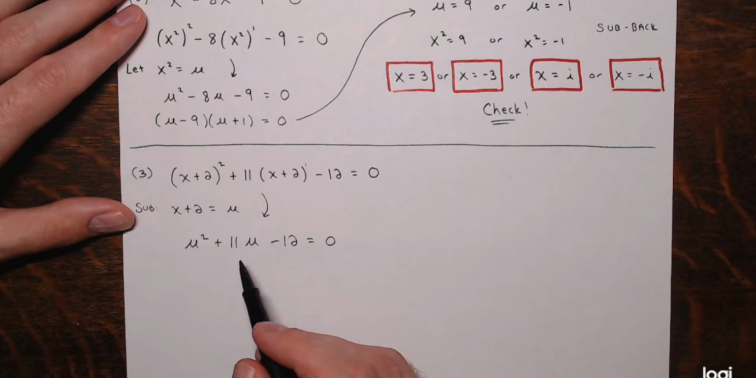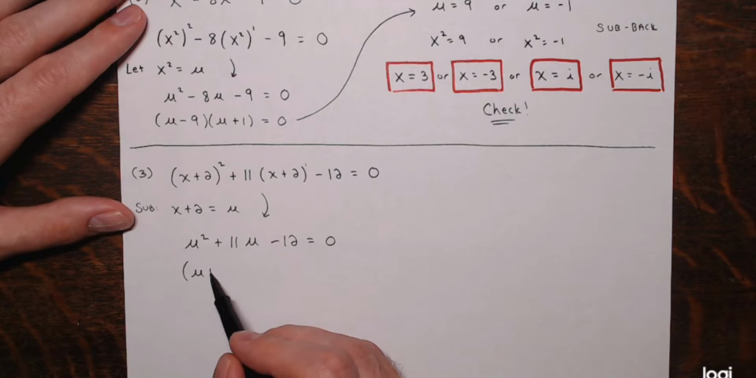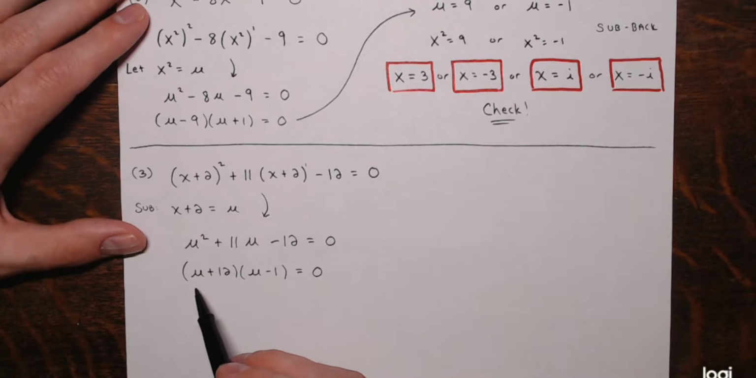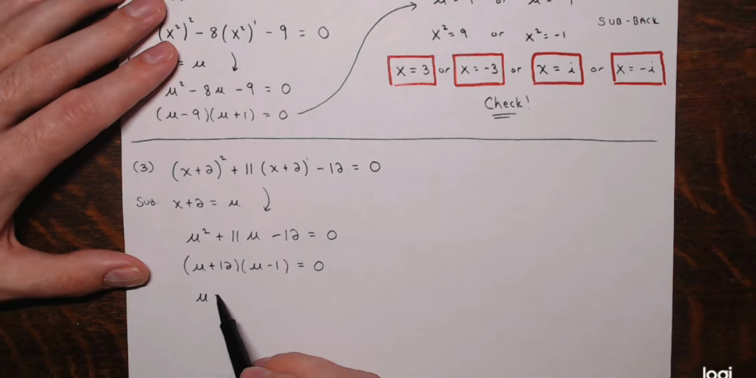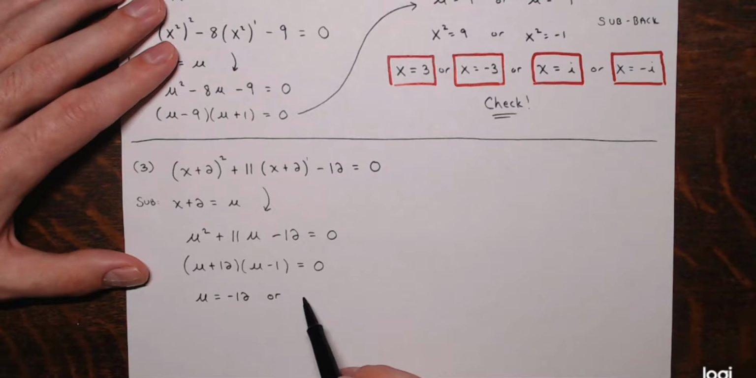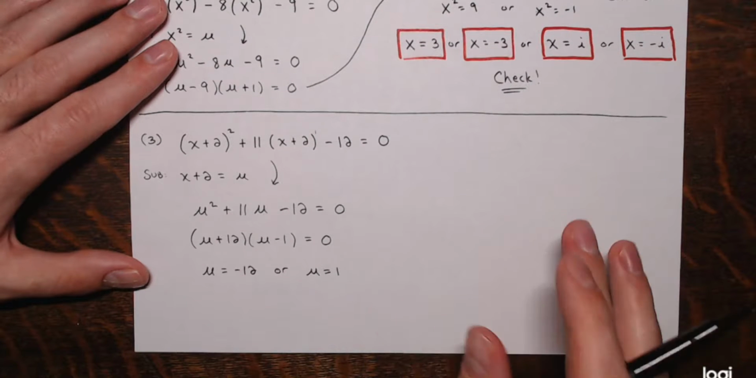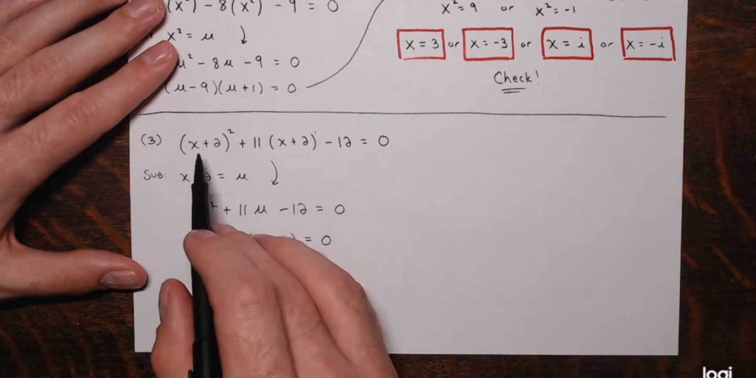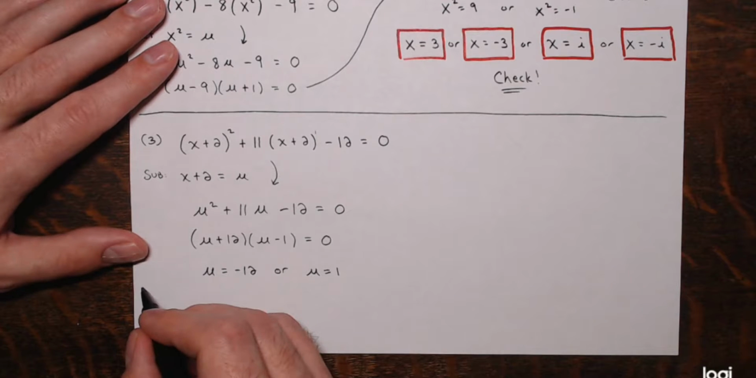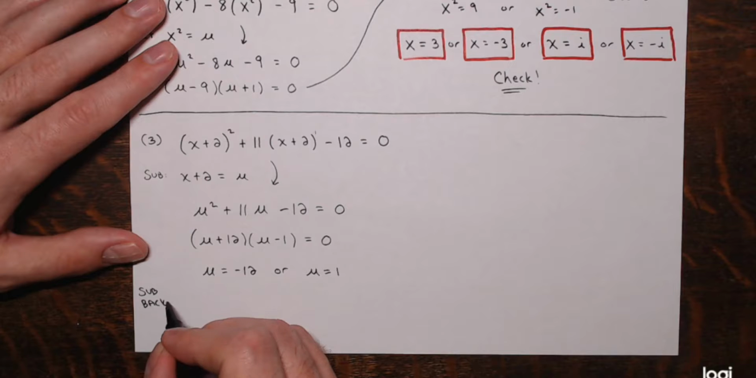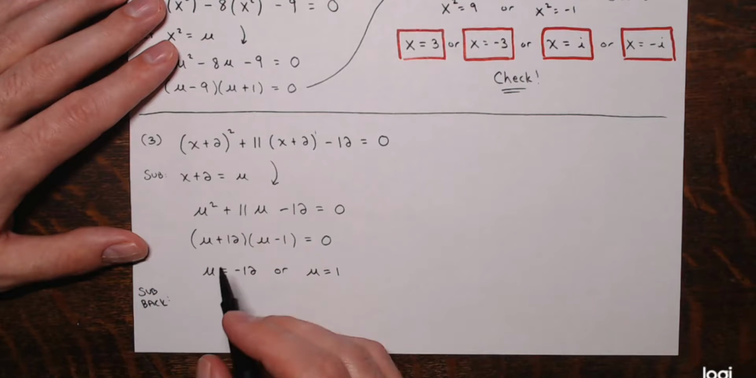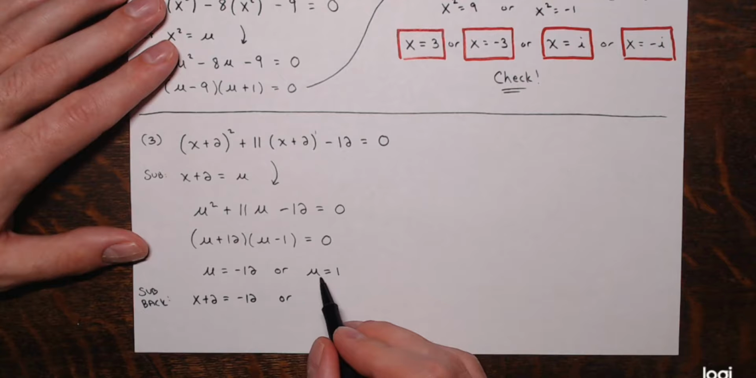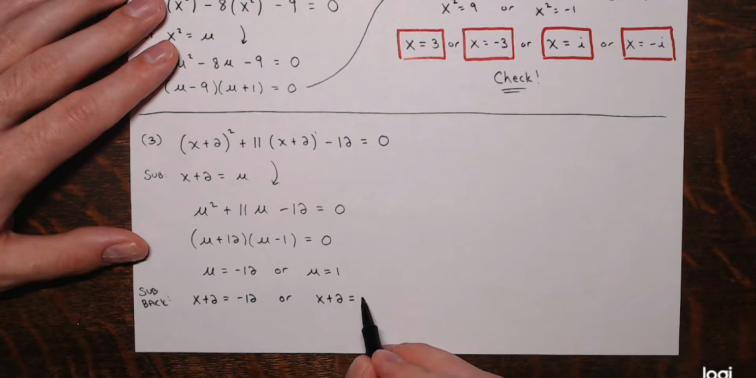Quadratic formula, complete the square, but once again this is nice and factorable. This factors to u plus 12 times u minus 1. So my possible solutions for u here are u equals negative 12 or u equals positive 1. But I don't want to solve for this new variable. I mean I do, but I want to find the values of the original variable, which was x. So now we sub back. What did u represent? u represents x plus 2. So this first equation becomes x plus 2 equals negative 12. And this second equation becomes x plus 2 equals 1.